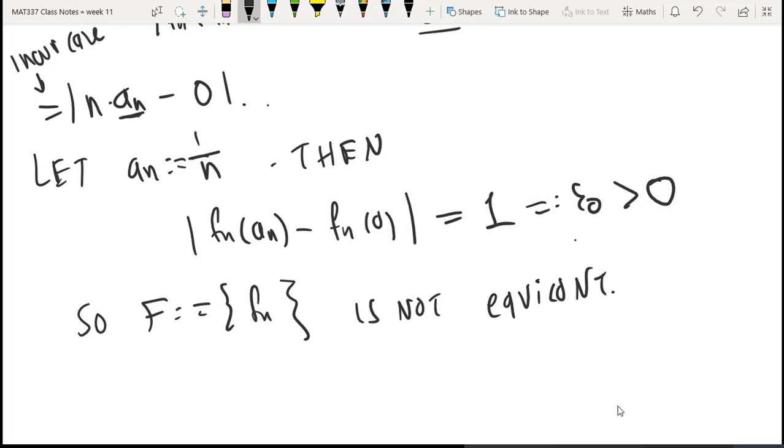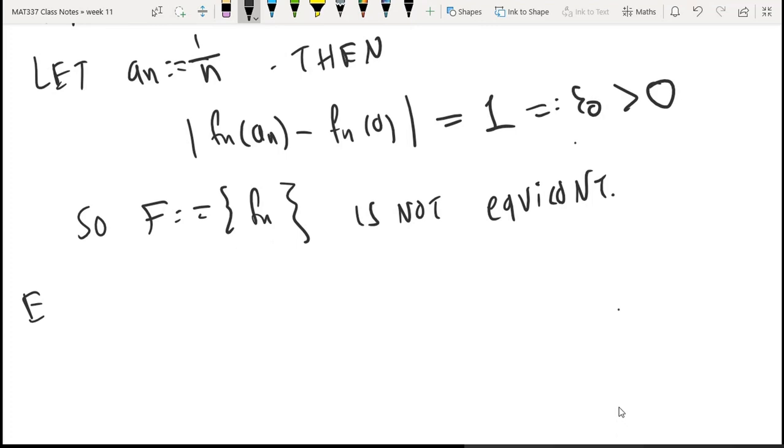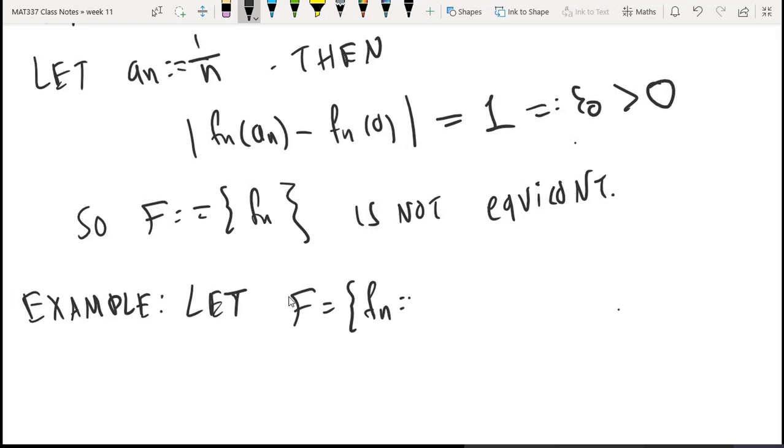Now let me give you an example, just to draw. I have some time. An example of a family which is pointwise equicontinuous but not uniformly. So let this family be x squared. Here we could have put any function, just to come back to the comment by the student, any function that is not uniformly continuous.